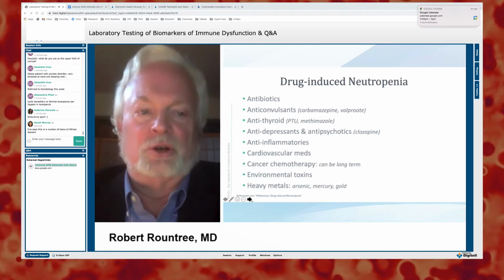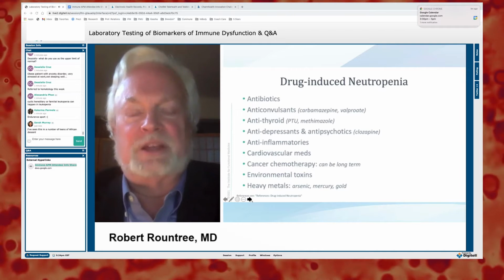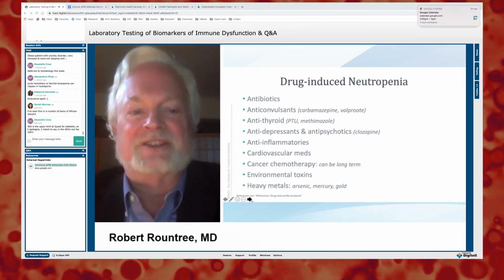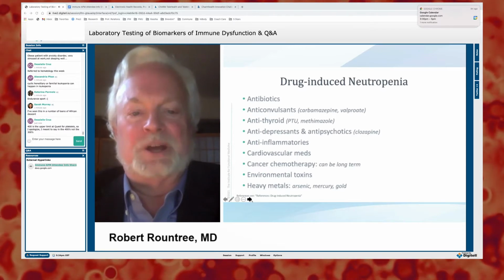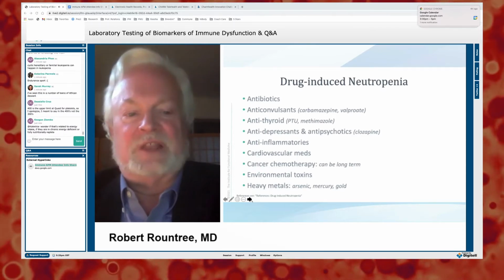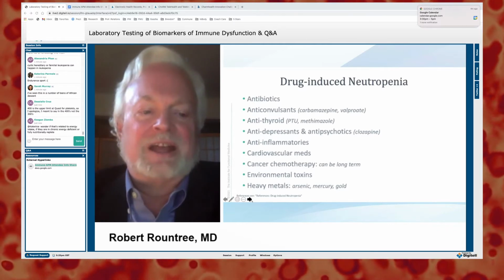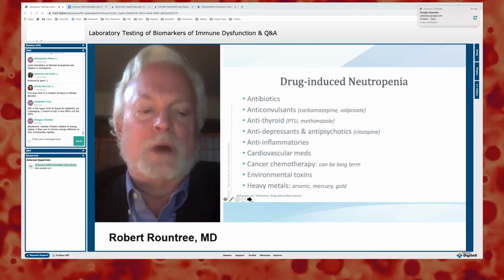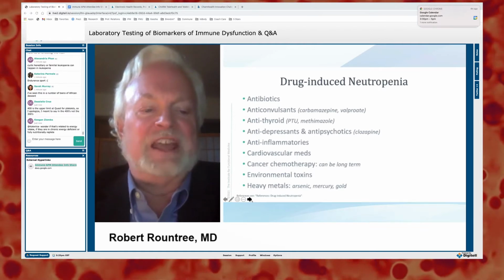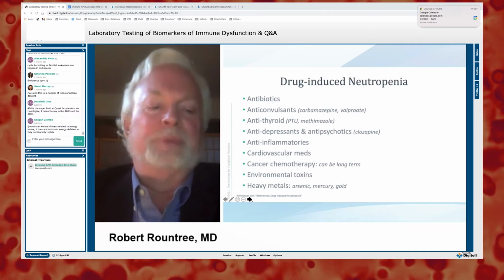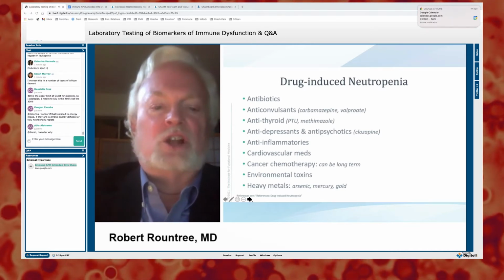Other drugs that can do it: antibiotics, anticonvulsants. The classic anticonvulsant is carbamazepine. So can valproic acid, antithyroid medicines like PTU, certain antidepressants and antipsychotics, anti-inflammatories. Basically, any drug that you can think of can knock out the white count in susceptible individuals. So always think about pharmaceuticals, medications when you see that persistently low white count.